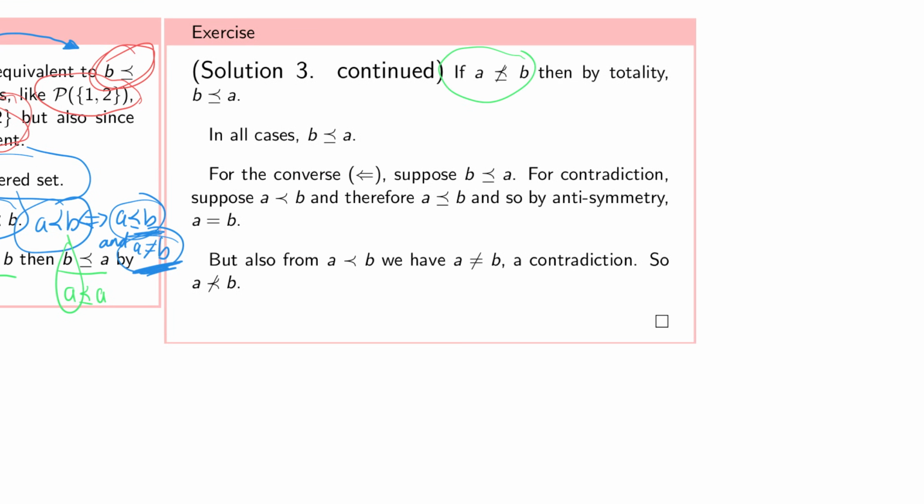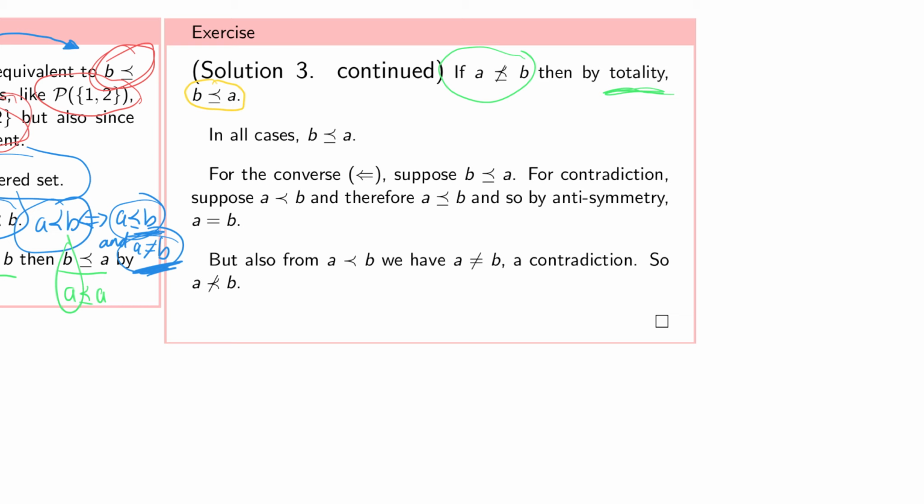So consider the possibility that A does not ⪯ B, and then by totality. This is where the total ordering property becomes crucial. By totality, it must be that B ⪯ A.